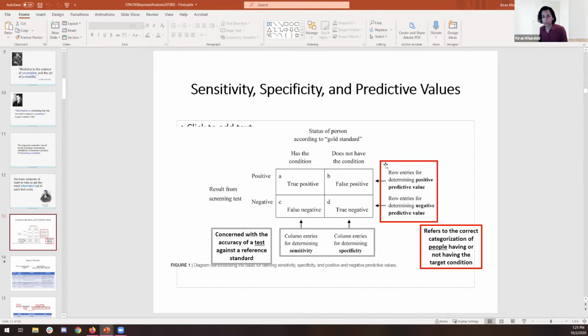But what I wanted to emphasize today is that we really want to spend a little more time, from a Bayesian perspective, thinking about the positive predictive value. When we're looking at the rows across, we're looking at the correct categorization of people having or not having the condition of interest, whereas the columns are more concerned about the test itself. So I think it's important to keep that in mind. And the PPV is very similar to what we're trying to assess when we are doing Bayesian analysis.